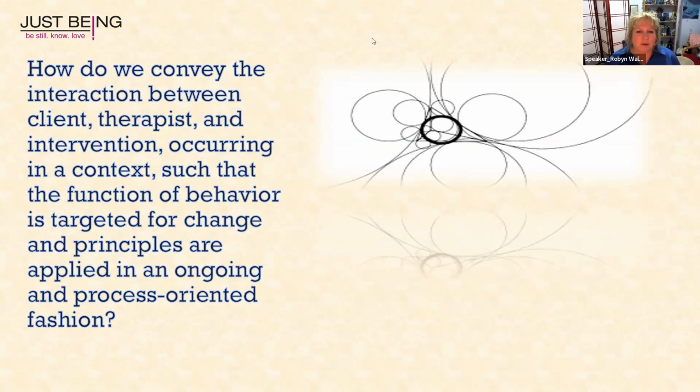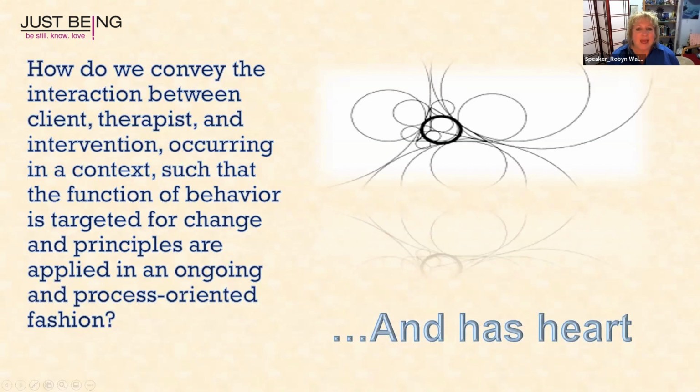But it's just not this. If we think about therapeutic presence, it's just not this. There's another piece that I want to add in, and that's heart. So how do we do all of this and bring something that has heart to the intervention? So it's not just a dry intervention scenario, but it's alive and fluid and connected. And this is what I mean by heart.